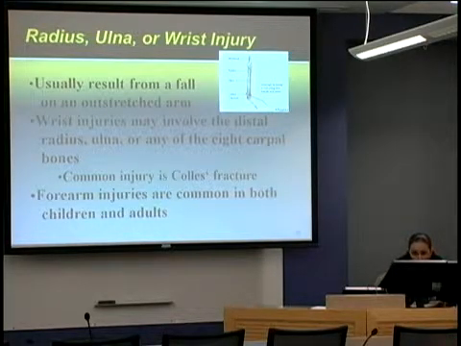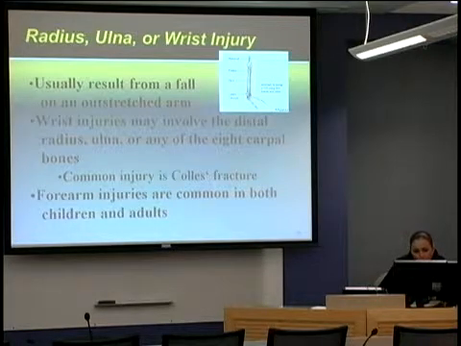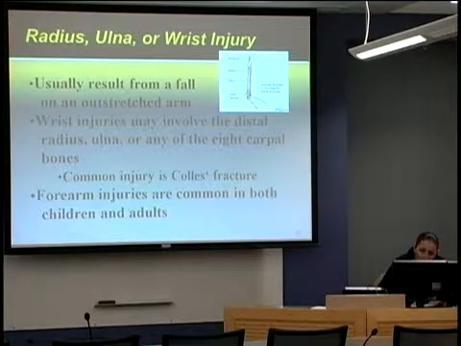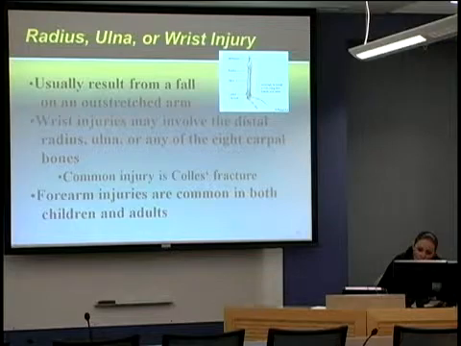Radius, ulna or wrist injuries. Usually results from a fall on an outstretched arm. Wrist injuries may involve the distal radius, ulna, or any of the 8 carpal bones of the hand. Common injury is a Colles fracture. Forearm injuries are common in both children and adults.